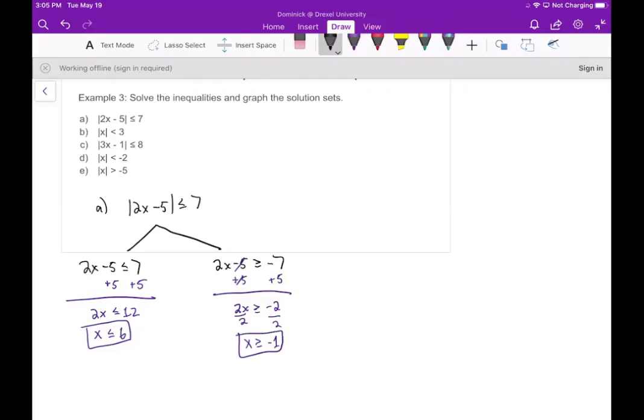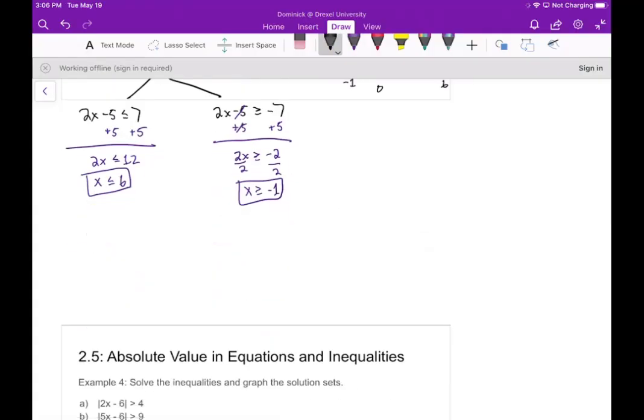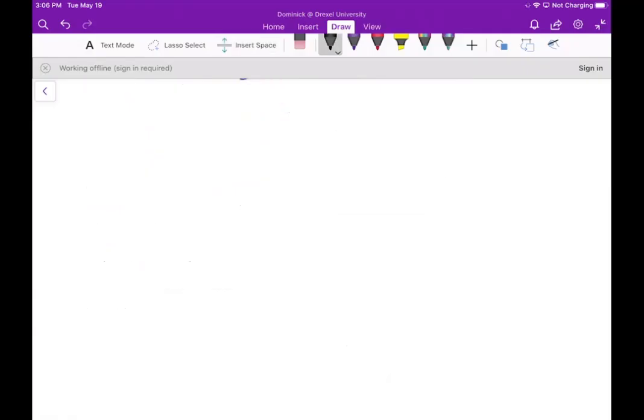Right, now since we have inequalities, we can graph the solution set. We have negative 1 down here, 0 over here, and 6 up here. It looks like both are going to get a closed circle. And we want what's in between them. All right, so something like that. Okay, now how about, let's see, I'll give myself a little more room.